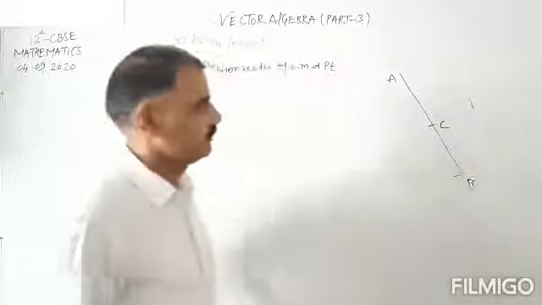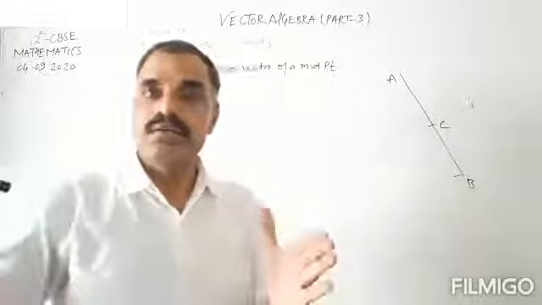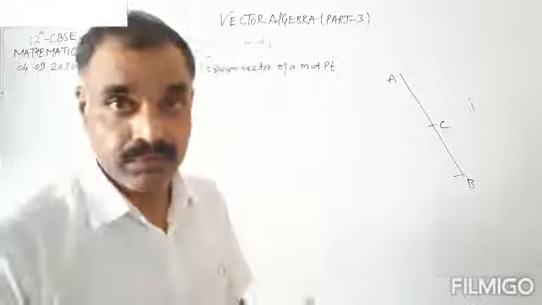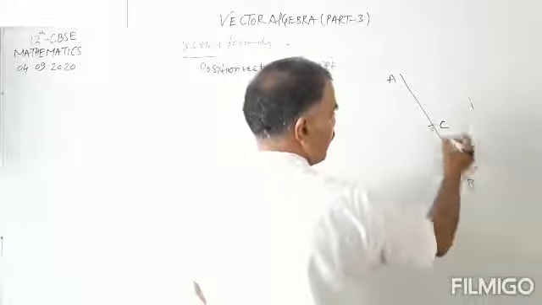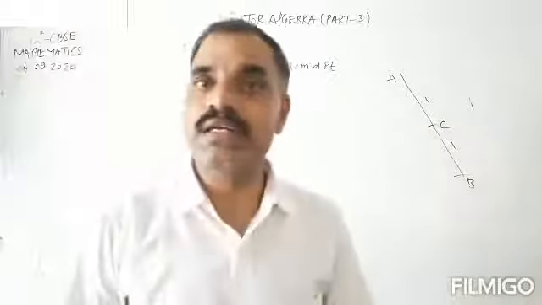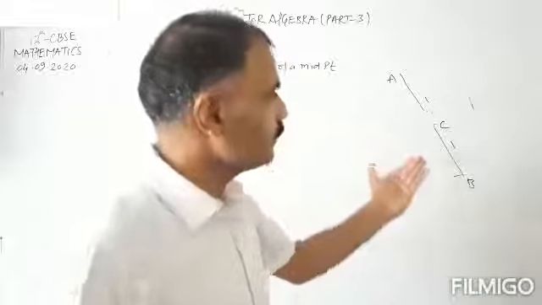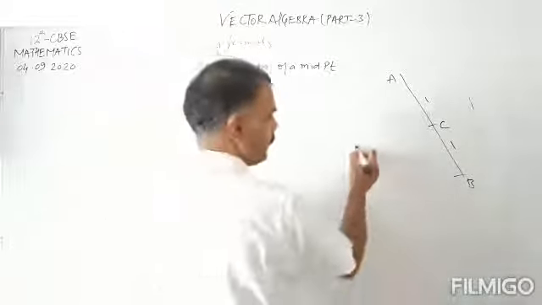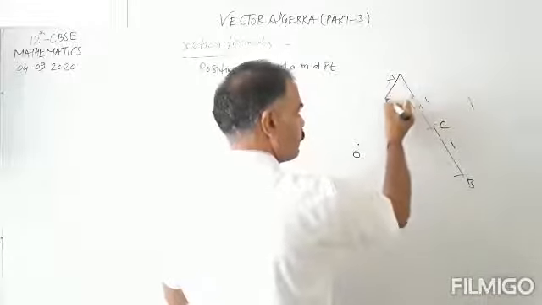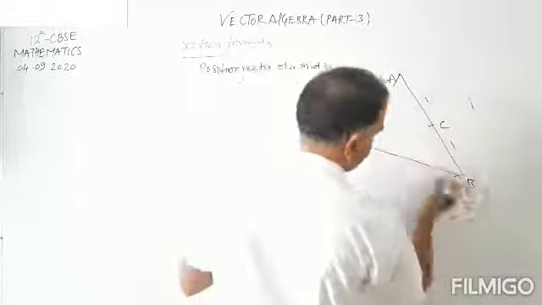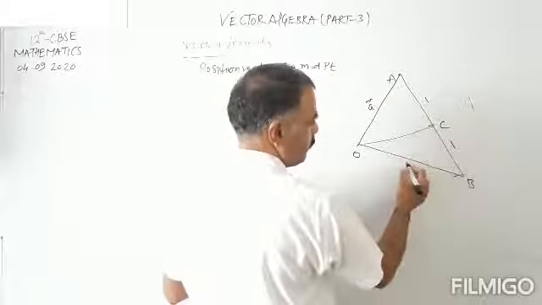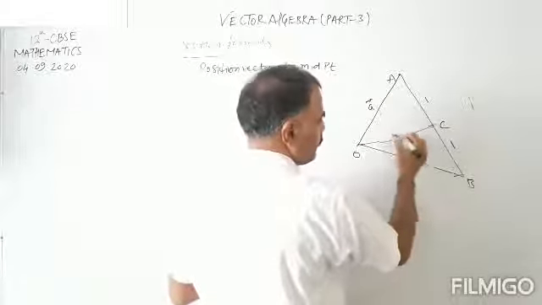Okay, let us suppose that AB is any line segment. C is the point lying in the middle of A and B. Lying in the middle of A and B means C is dividing the line segment in the ratio 1:1, that is m equals to 1 and n equals to 1. Now let us suppose that O is the position vector of origin. So with respect to O, the position vector of A is A vector, position vector of B is B vector, position vector of C is C vector.